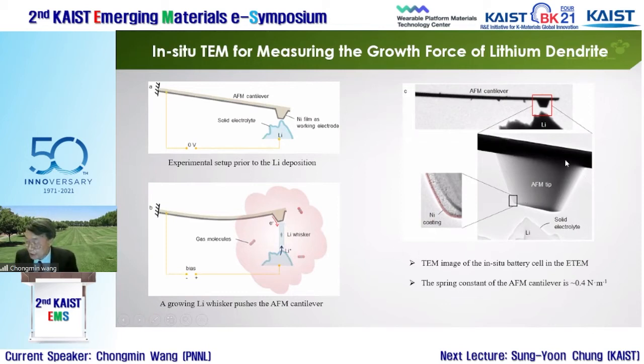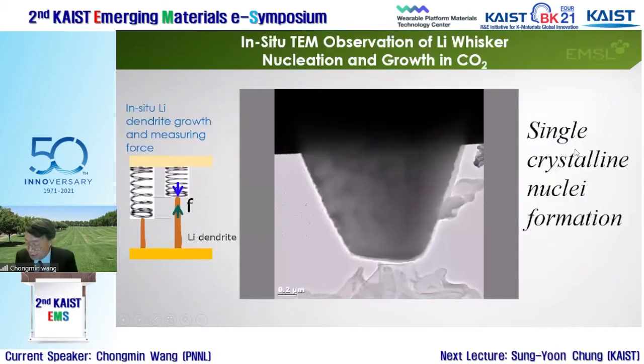That's a TEM image. You show this AFM cantilever here, and you can see the lithium metal. You can grow lithium in this direction, and the AFM cantilever will be pushed up and bent, and then we know how much stress the lithium whisker produces. So again, I'll show you the principle of what we're doing here.